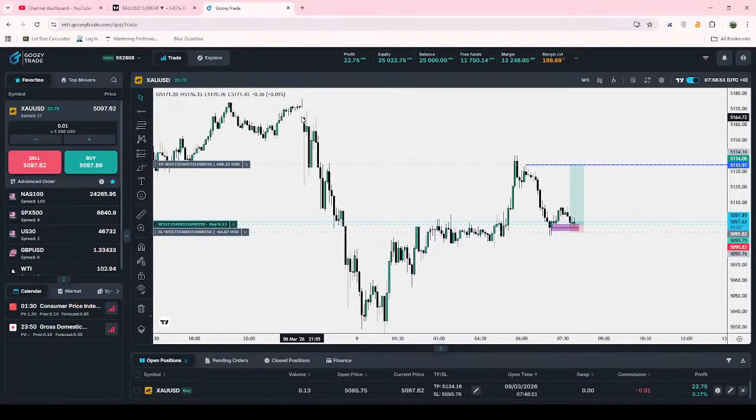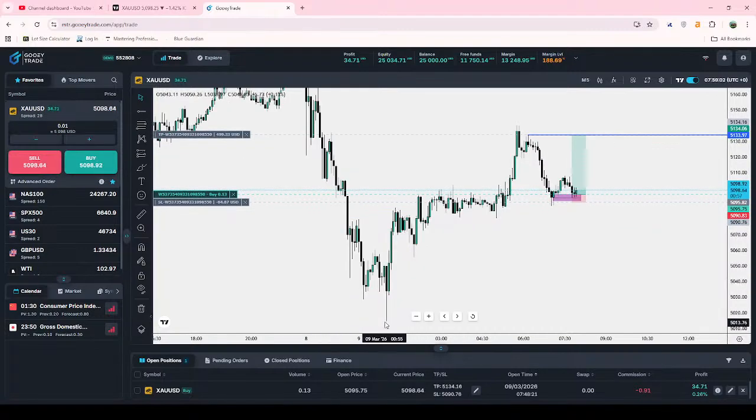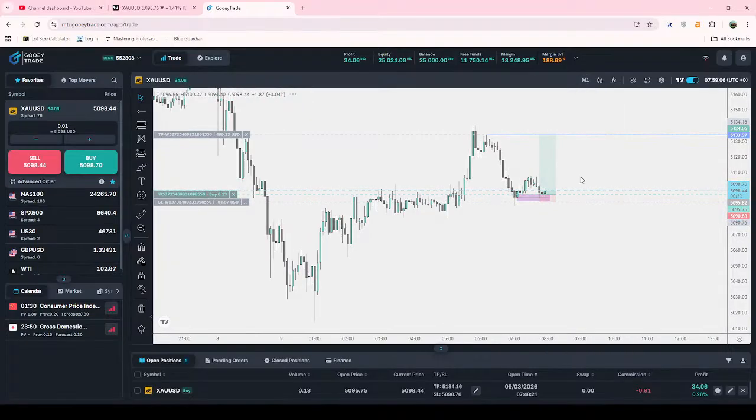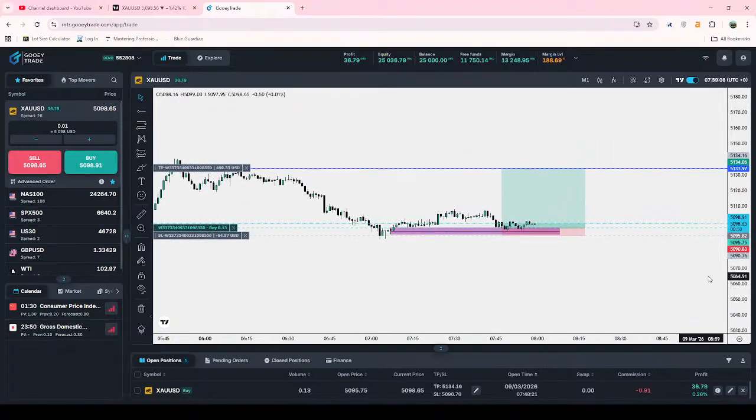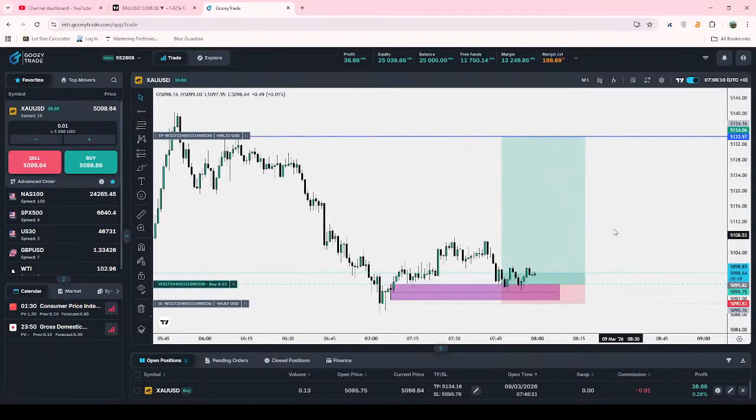We have this new day opening here and Asia high. This is Asia low. We are in London session, looking for swipe of either Asia high or Asia low.